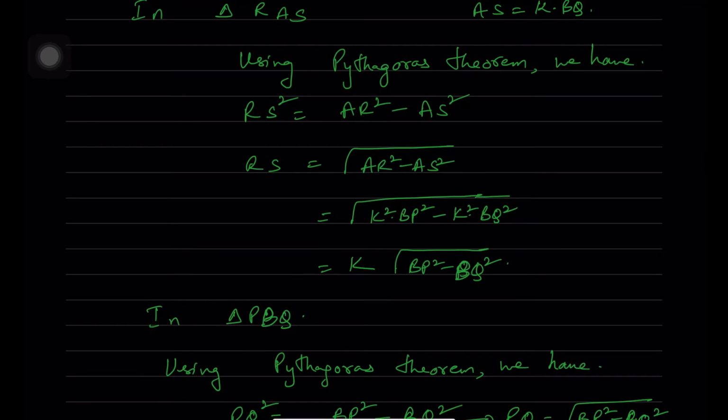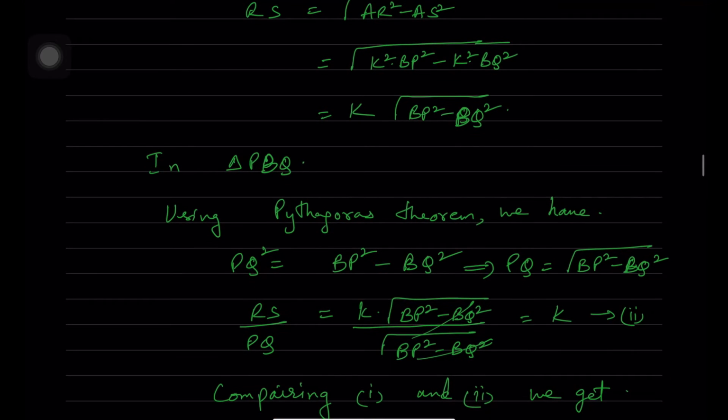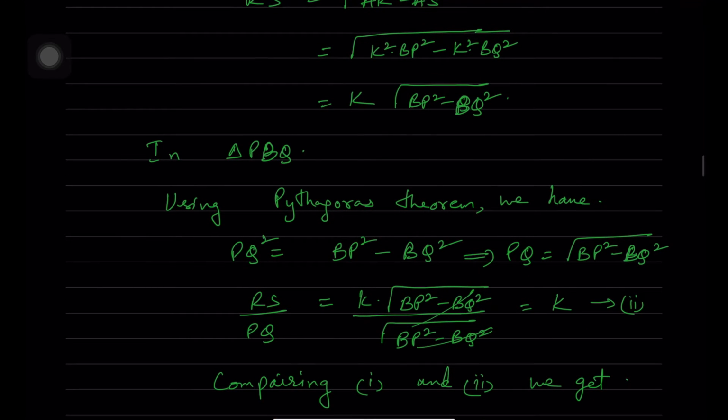So we are substituting here k square into BP square minus k square into BQ square, which is equal to k into root of BP square minus BQ square. So therefore in triangle PQR, using Pythagoras theorem, we have PQ square is equal to BP square minus BQ square, implies PQ is equal to root of BP square minus BQ square.